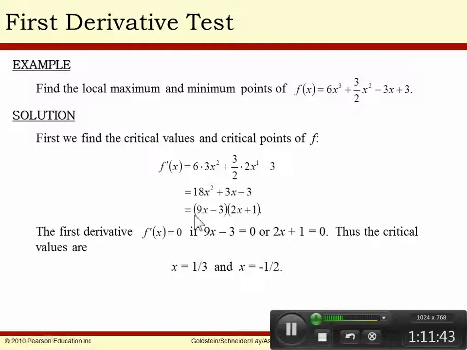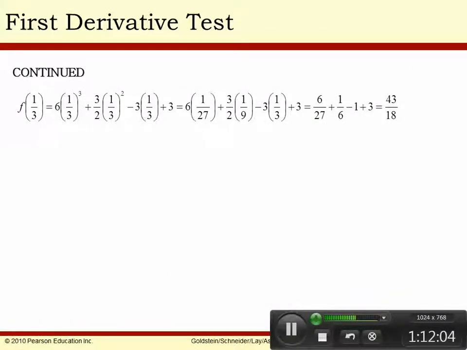And the solution is 9x minus 3 equals 0, which gives us x equal to 1/3, and 2x plus 1 equals 0, which gives us x equals negative 1/2. And that gives us our two critical points.